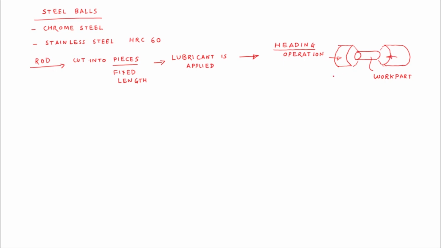A huge force, around 10 tons, is applied on the steel pieces, so that the small piece of the rod will be converted into a spherical ball. It is converted into a spherical ball, but it may have burrs. The surface will not be smooth, it will be uneven. So this is called the raw ball.